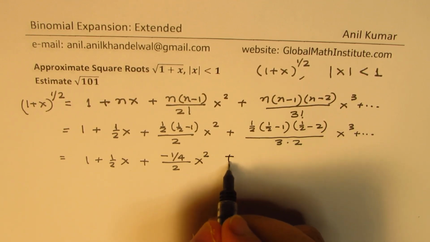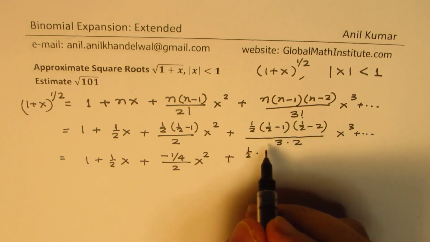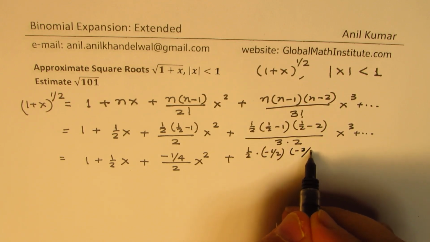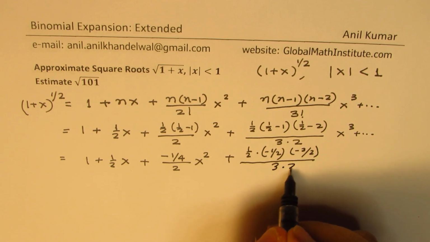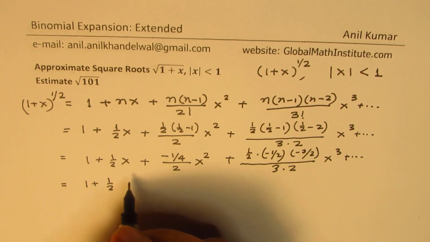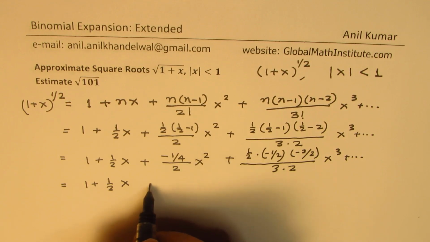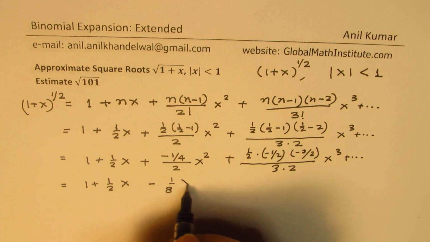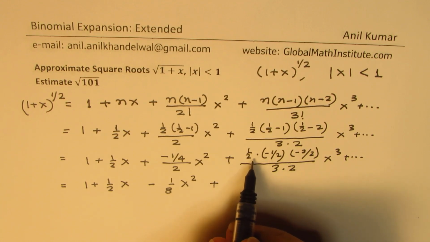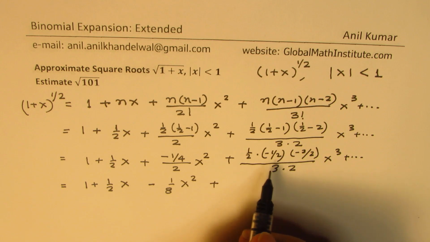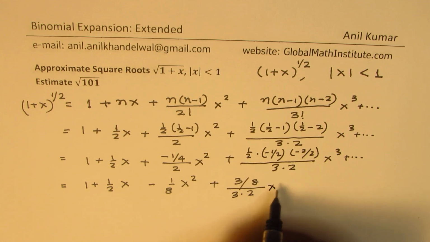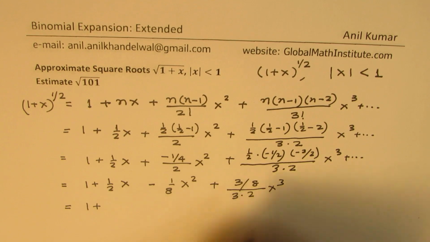x squared, and here we get half times half minus half is minus half, and half minus this is minus 3 by 2, right? Over 3 times 2, x cubed plus so on, correct? So we get 1 plus half x, and here we get minus 1 over 8 x squared, and here we get minus and minus becomes plus. So we have 1 times minus 3, that is 3, over 2 times 2 is 8, over 3 times 2 x cubed, right? So I could write this as 1 plus so on, correct?